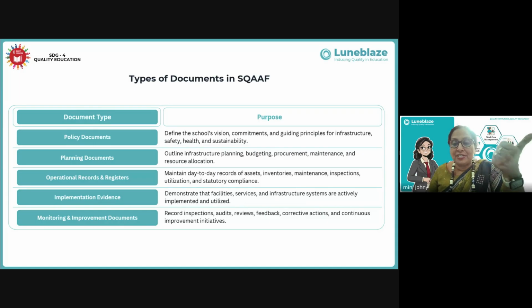Now let us go to the operational registers. Assets, inventories, maintenance, inspections, utilization, and statutory compliance. So as stakeholders, as a principal or a vice principal or a teacher or any person for that matter, an administrator, we should have all these records. Implementation evidence. How did we implement it? For that also we should have evidence. What is implementation evidence?